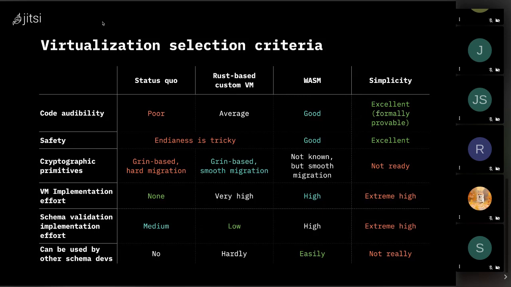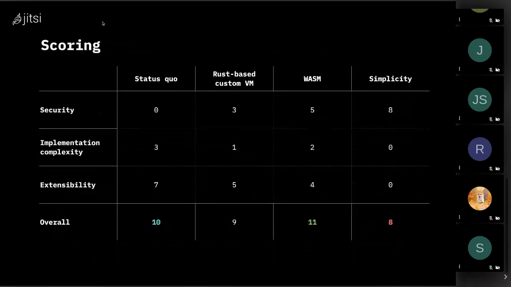And by the fact that it can be used by external schema developers to create custom schemas not related to the LNPBP association, with the status quo it's nearly impossible. With a Rust-based custom virtual machine, it's really hard to do. With Wasm, it's very simple to do. And with Simplicity, again, while it's theoretically and organizationally possible, in practice, without a tool chain, without being able to have even some books about this language, it will be impossible in practice.